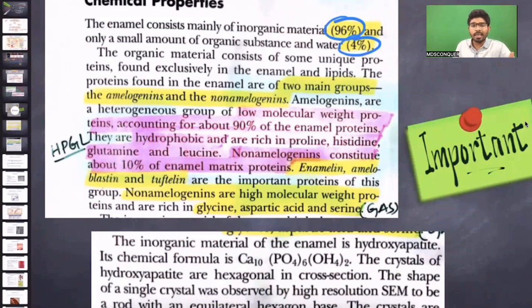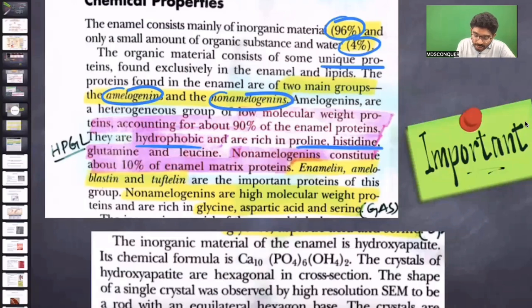Coming to your organic content, it has some unique proteins. What are those proteins? Called as amelogenins and non-amelogenins. Amelogenins are low molecular weight proteins which occupy 90% of enamel proteins. They are basically hydrophobic and they are rich in HPGL amino acids.